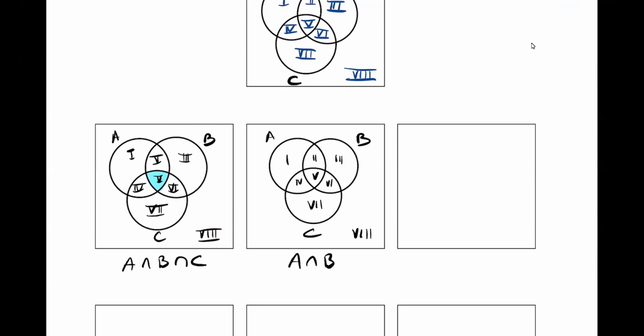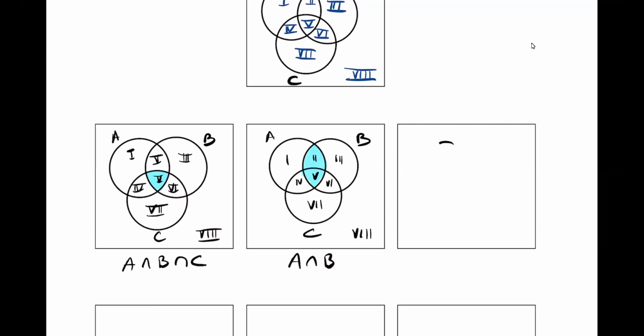Does anybody know what regions would include A intersect B? Regions 2 and 5. These 2 right here would be the intersection of A and B. So that would be it. Very good. It's only where the A and the B overlap.